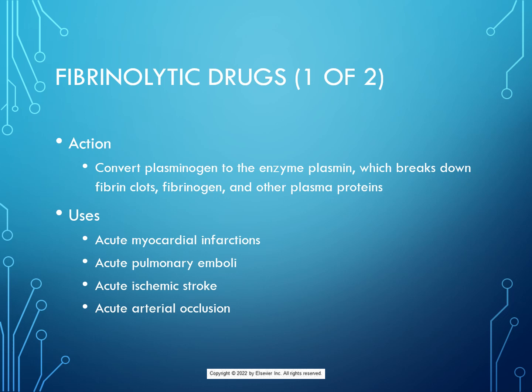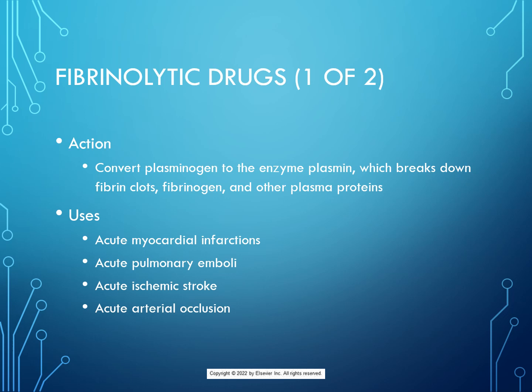Fibrinolytic drugs, formerly called thrombolytic drugs, actually do dissolve and break down existing blood clots. For this reason, they're sometimes called clot busters. Fibrinolytic drugs work by converting plasminogen to the enzyme plasmin, which degrades or breaks down fibrin clots, fibrinogen, and other plasma proteins. These drugs are only used in a critical care setting.